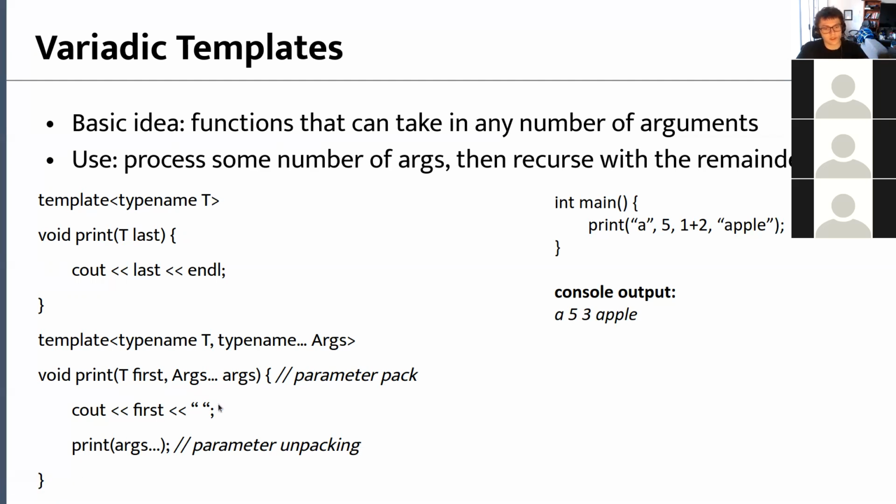So what we're going to do is print the first argument just normally, with whatever the operator less than was actually going to do, and then we're going to print a space, and then we're going to recurse with the rest of the items. An important thing to note is that because this args item is of a variadic type, so it has a bunch of types stored in it, we need to unpack it before we recurse on the next one.